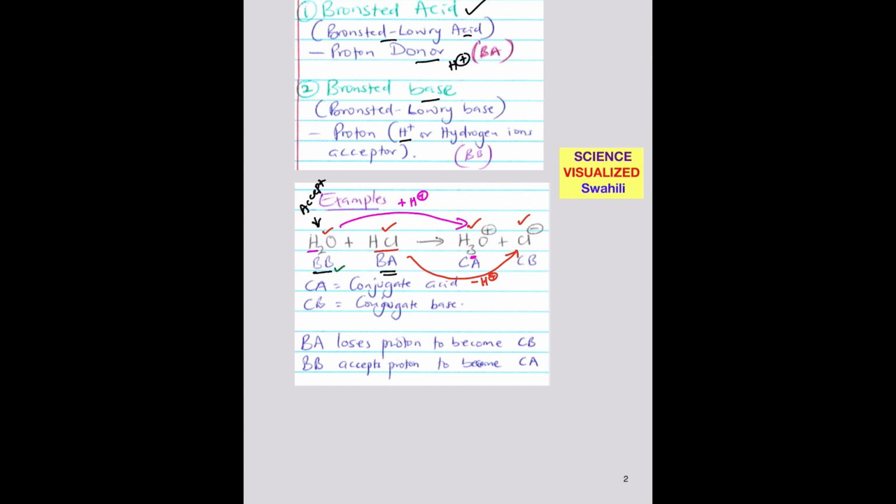A Bronsted base will accept hydrogen ions to give a conjugate acid. A Bronsted acid will donate hydrogen ions to give a conjugate base. So in other words, a conjugate base comes from the Bronsted acid, while a conjugate acid comes from the Bronsted base. So here, a Bronsted acid loses a proton to become a conjugate base, while a Bronsted base accepts a proton to become a conjugate acid.